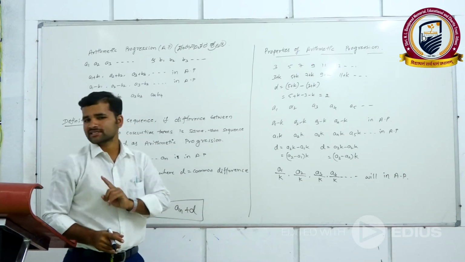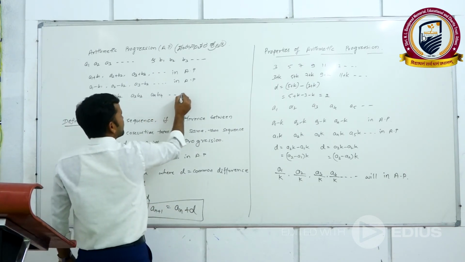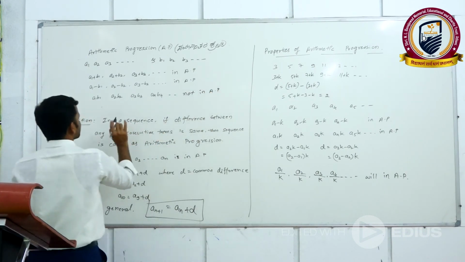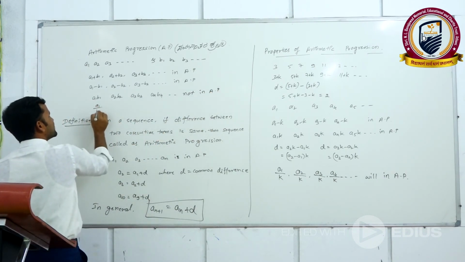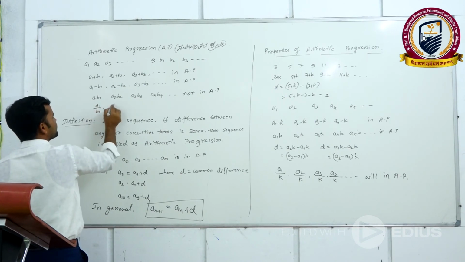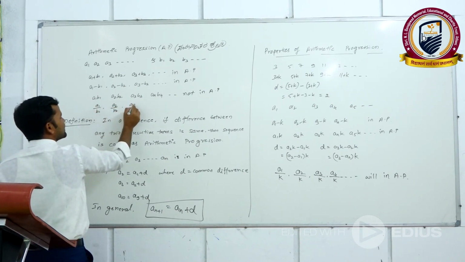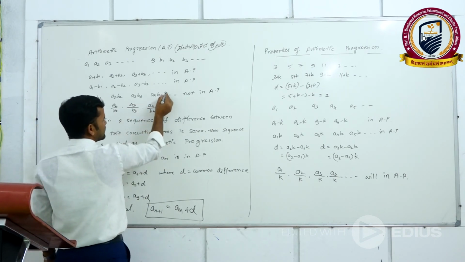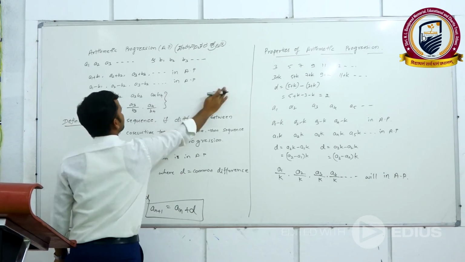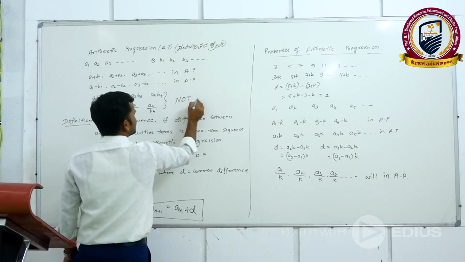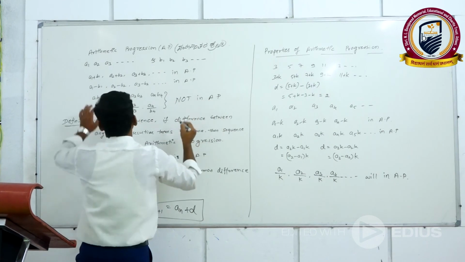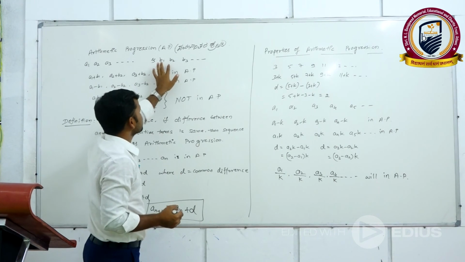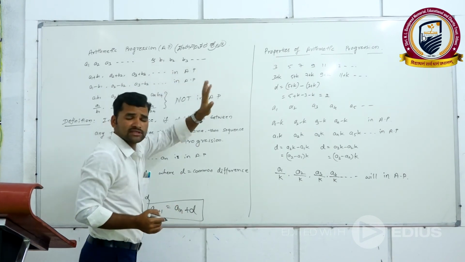It will not be in AP. And similarly, if you divide the corresponding terms, a1 by b1, a2 by b2, a3 by b3, a4 by b4, again they will not be in AP. Not in AP. Means a1, a2, a3, so on is an AP, and b1, b2, b3 and so on is another AP.